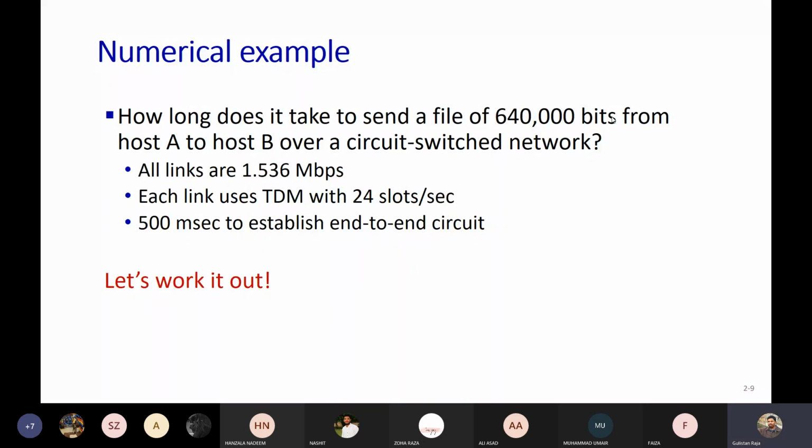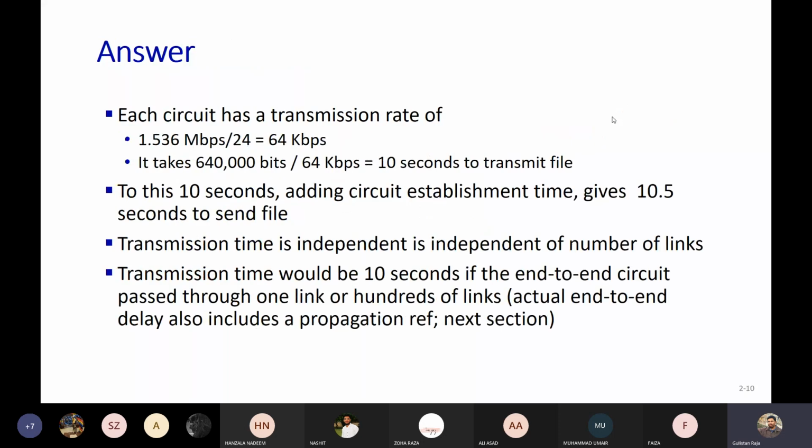This is not propagation delay. This is the time to establish a circuit, right? Because in circuit switching, you first need to establish a connection. So we just want to elaborate that it will take additional time to establish a circuit. Okay, so this is what we have as a possible solution.